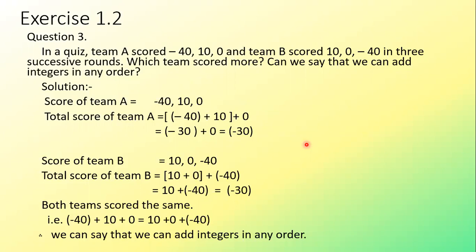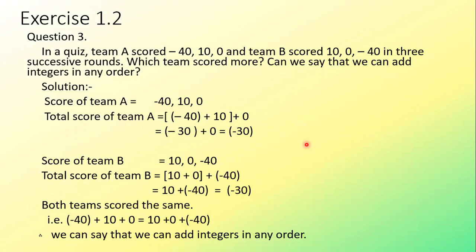Remember, whenever we are taking the negative integers for any calculation, subtraction or addition, it is necessary to put a bracket. So minus 40 is shown in bracket. To minus 40, we will add a 10. One positive and one negative integer, so we will find the difference in the absolute value. Absolute value difference is 30 and give the sign of the greater integer, that is minus 30 plus 0.